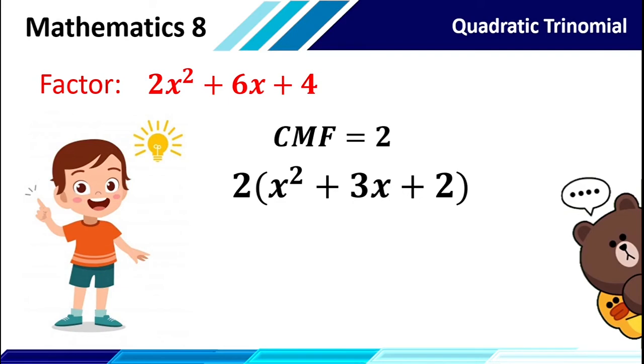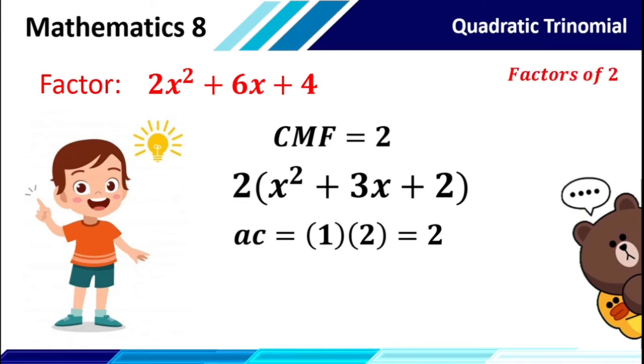As we can see, x squared plus 3x plus 2 is a quadratic trinomial. Therefore, let's factor it out. Let's find AC. We know that the value of A is 1 and the value of C is 2. 1 times 2 is 2. Therefore, let's take a look at the factors of 2. We have 1 and 2, and negative 1 and negative 2. Let's find the factors of 2 wherein when we add those two factors, the answer would be 3. And that is positive 1 and positive 2.